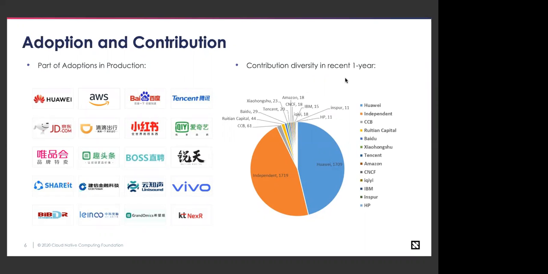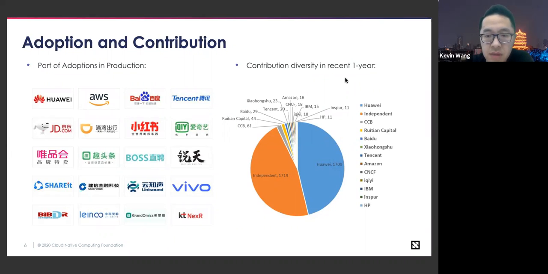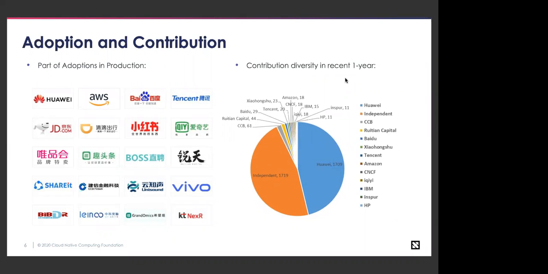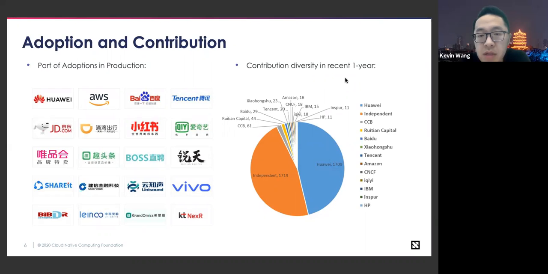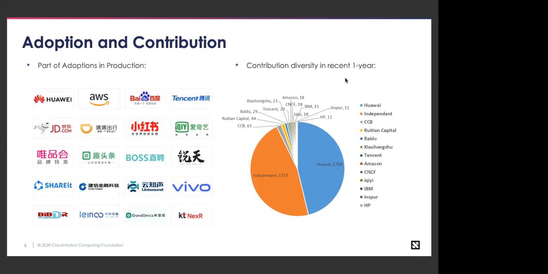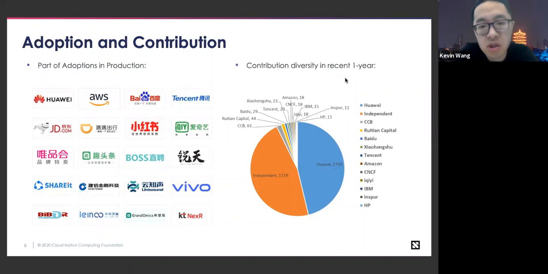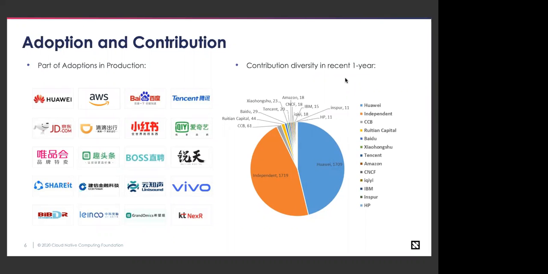Do you have a sense of how much it has changed? Initially last year, was it mostly Huawei, and now it's more independent and different companies? You mean the number of the commits? Whatever number you have there, which is one Huawei, you have 1,709, and independent, you have 1,719. I'm wondering how the state was last year and how it has changed. Oh, you mean comparing to the year before, right? Yes. I actually need to check the data. This one was from the DevStats, the CNCF contribution status website.